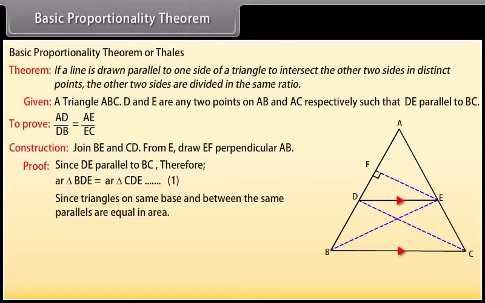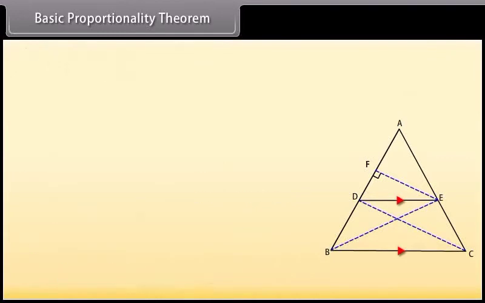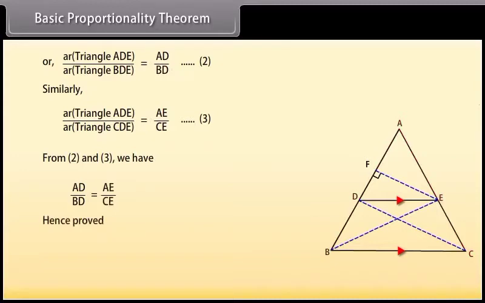Since triangles on the same base and between the same parallels are equal in area, and since area of a triangle is equal to 1/2 into base into altitude, area of triangle ADE/area of triangle BDE is equal to AD/BD. Mark it as 2. Similarly, area of triangle ADE/area of triangle CDE equals AE/EC. Mark it as 3. From 2 and 3 we have AD/BD equals AE/EC, hence proved.